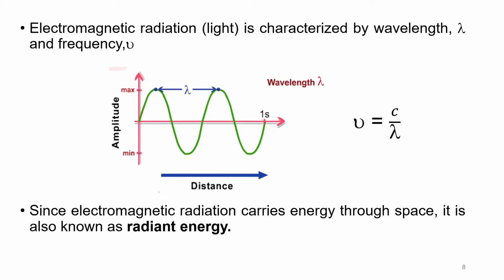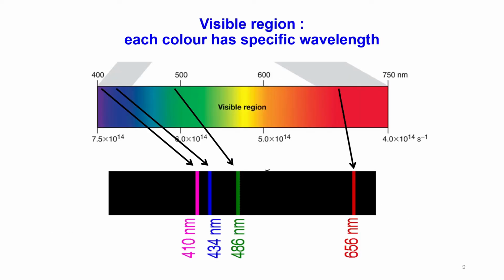Since electromagnetic radiation carries energy through space, it is also known as radiant energy. Disebabkan dia membawa electromagnetic radiation melalui space, ruang, dia juga dikenali sebagai radiant energy. Dan dia diberi oleh delta E is equal to h times frequency. So kita tengok di sini visible region ataupun cahaya nampak.